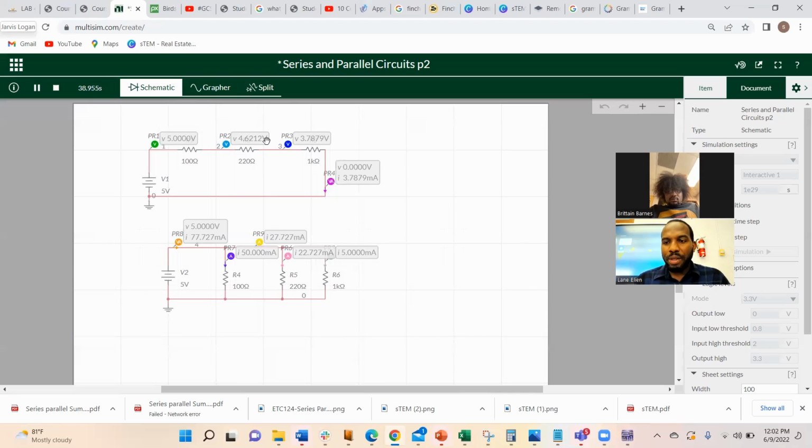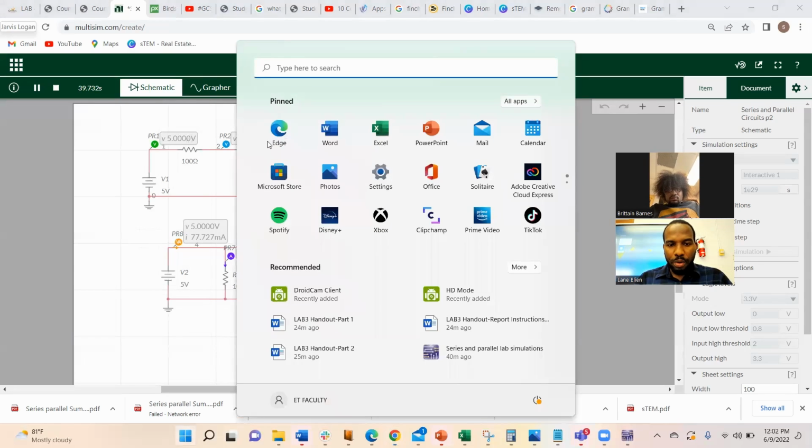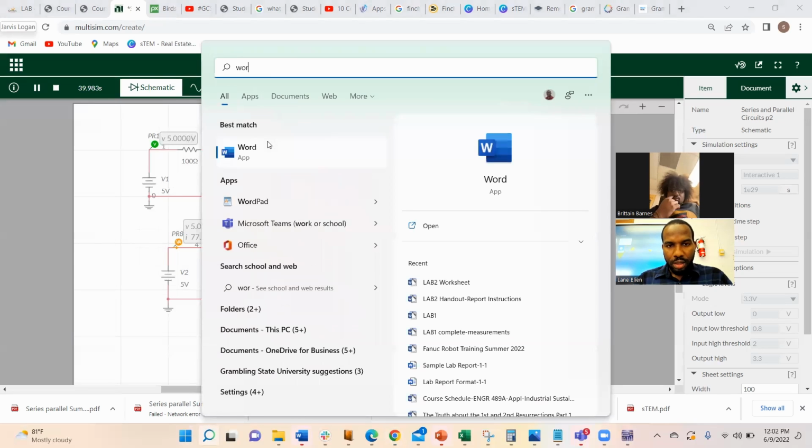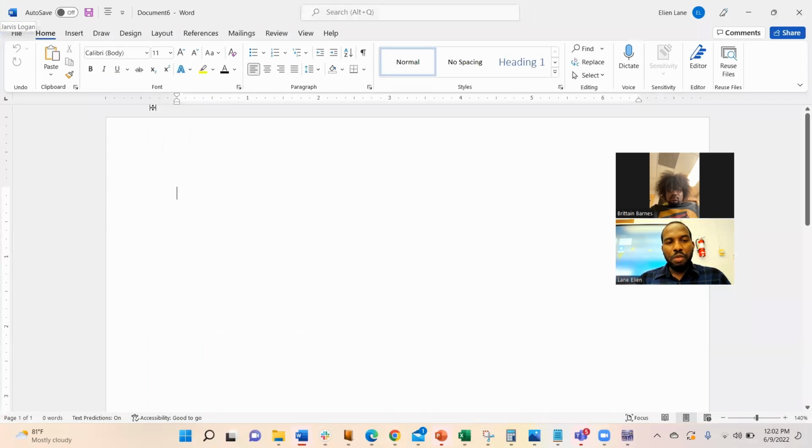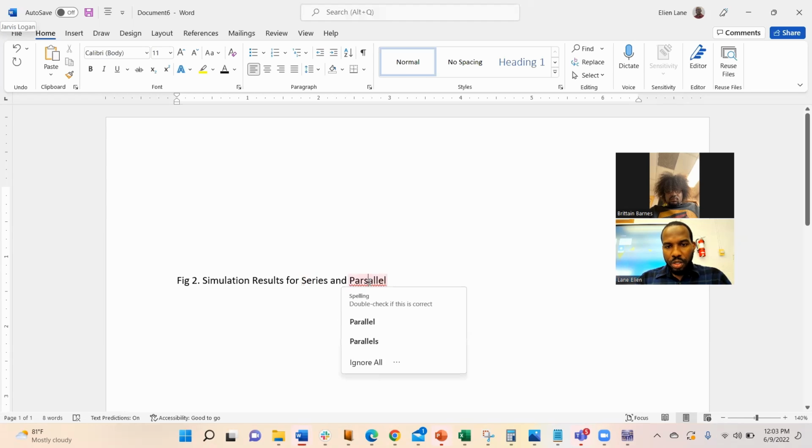So I'm going to do a sample lab report just so you can see going forward, right? So to do that, I'm going to open up a Word document, just to give you a tip on how you will move forward with your lab report. So I'm going to say this is figure 2, and I'll put here simulation results for series and parallel. All right. So this is simulation results.